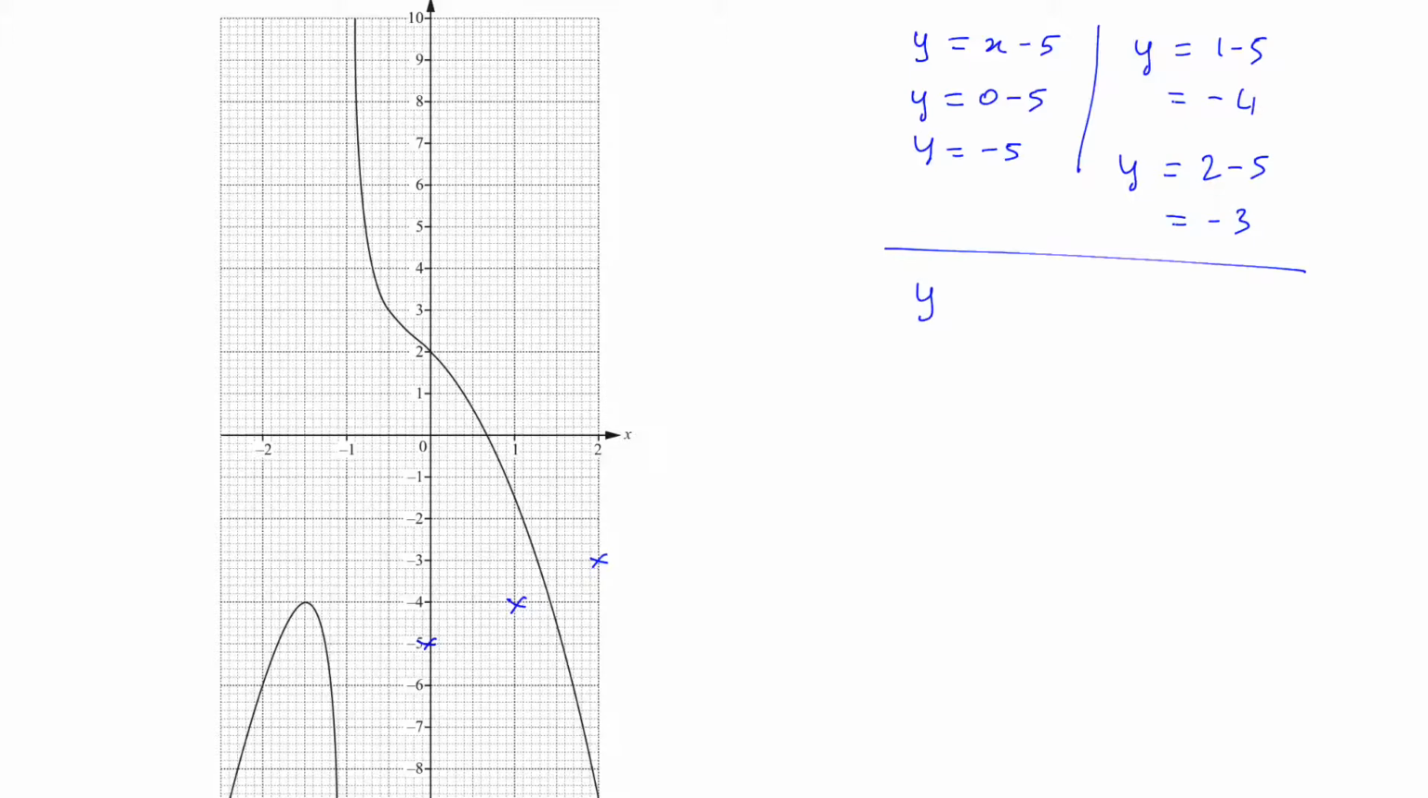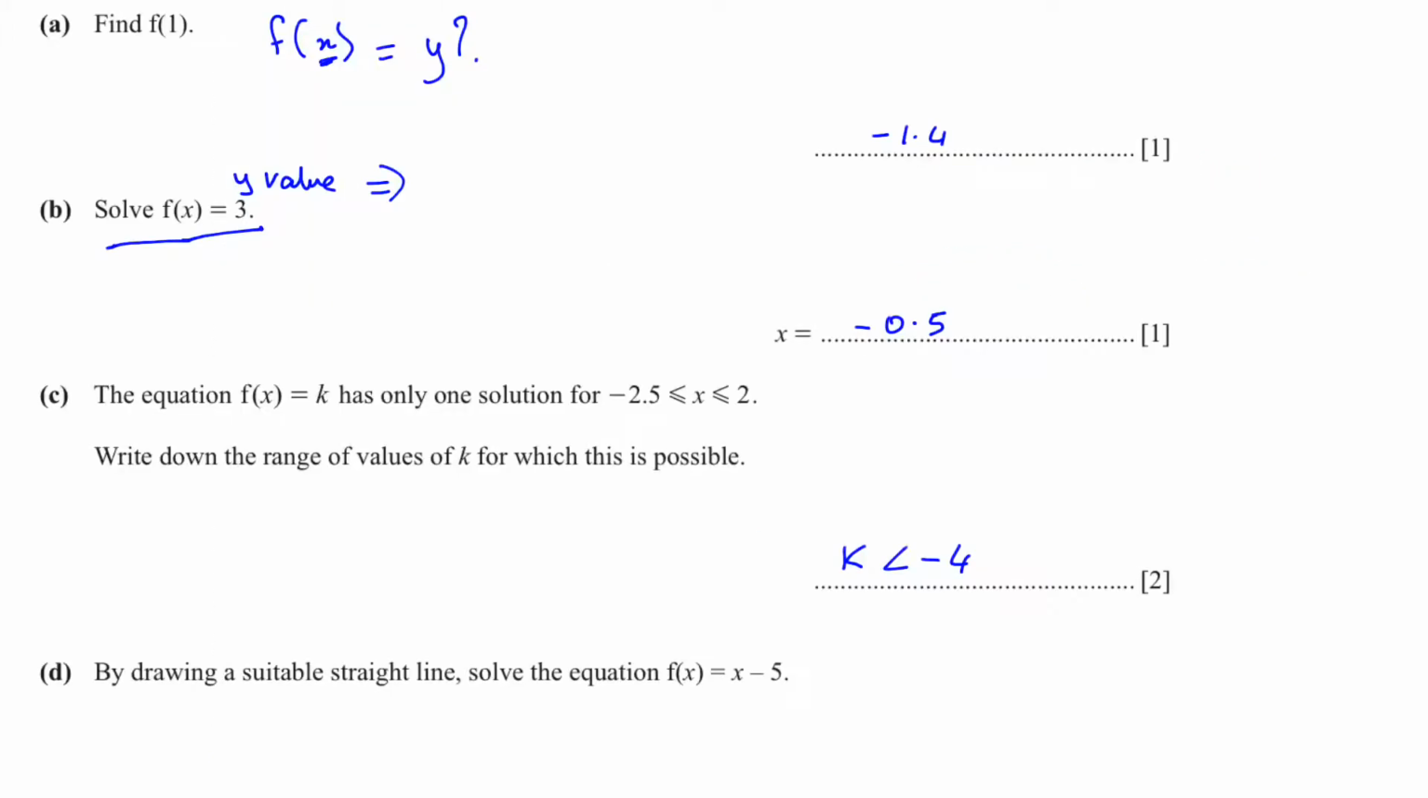And the same we will try with a few more points. Let's take when x is negative 2. We'll have y is negative 7. So we have drawn a couple of points. Now we have to join them together and form a straight line. This here is y is equal to x minus 5.